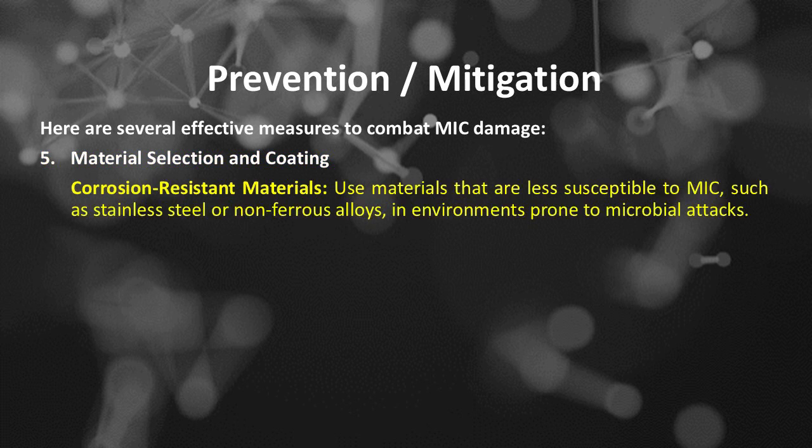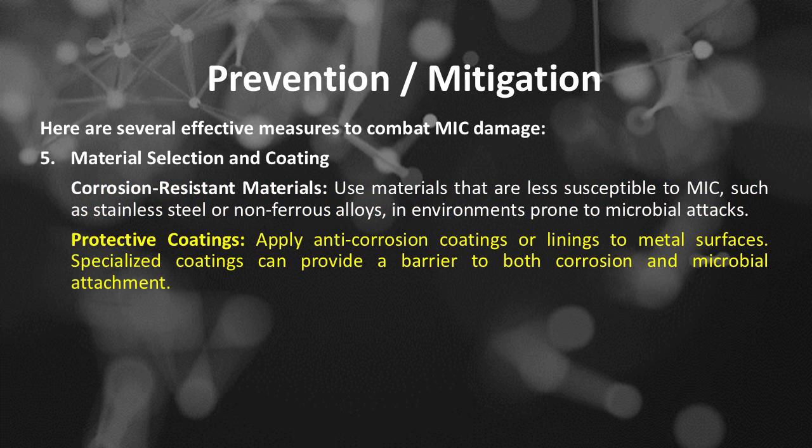Corrosion-resistant materials: use materials that are less susceptible to MIC, such as stainless steel or non-ferrous alloys, in environments prone to microbial attacks. Protective coatings: apply anti-corrosion coatings or linings to metal surfaces. Specialized coatings can provide a barrier to both corrosion and microbial attachment.